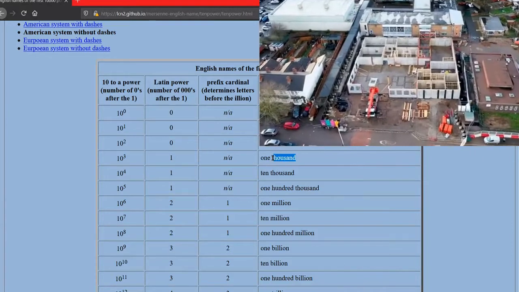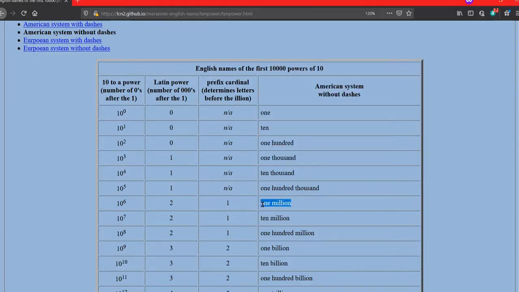So after 1,000, we start talking in millions. What is 1 million? To give you an idea, imagine there are 1,000 secondary schools, and you want to know how many students there are altogether in those 1,000 secondary schools. You'd get roughly 1 million students. So 1,000 secondary schools, you'd have 1 million students.